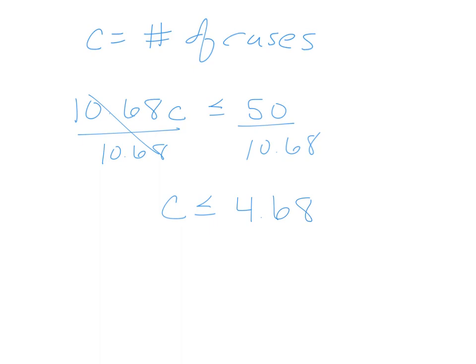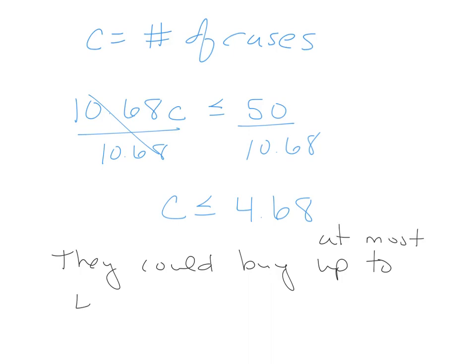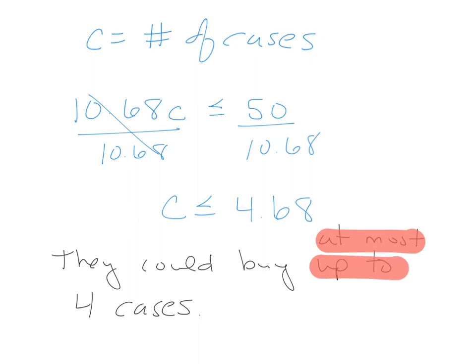Okay, now the question is, how many cases? Well, they're not going to actually be able to buy a 5th case. They only have enough money for 4 cases. And you have to address that in your answer when you write your sentence. So they could buy up to, or you could say at most, 4 cases. Again, make sure you're including that inequality word, something that's telling us that this is an inequality.